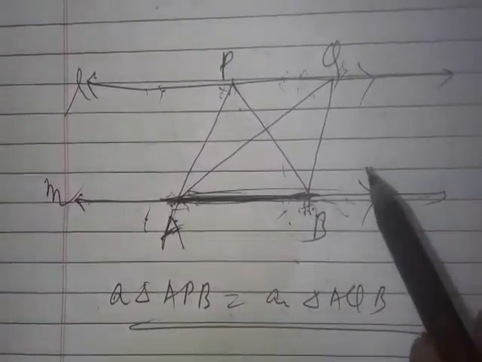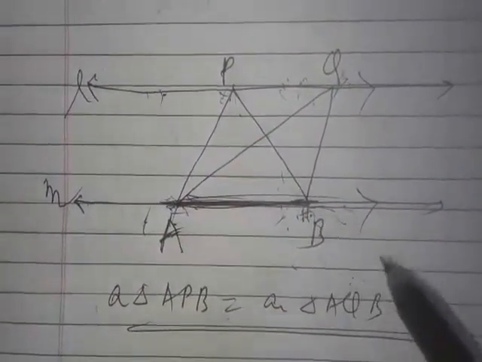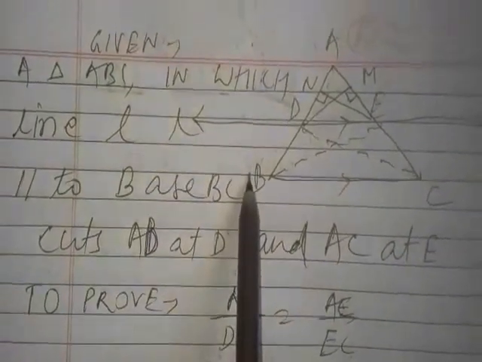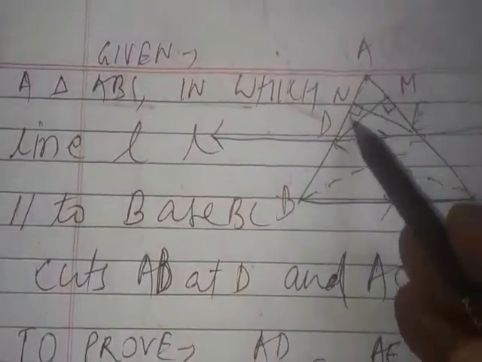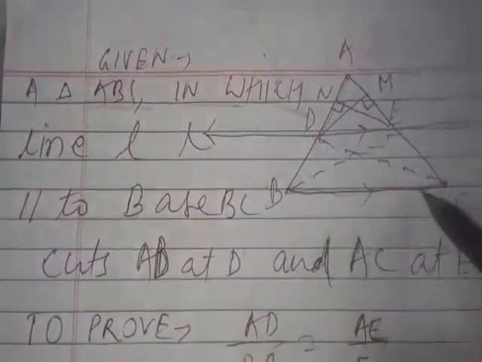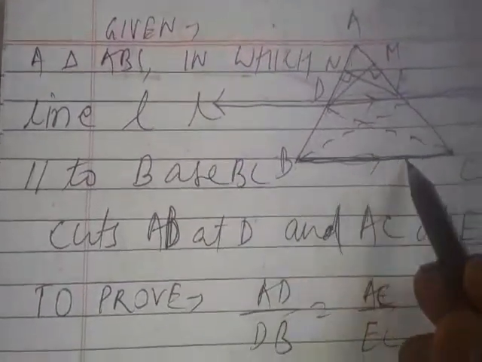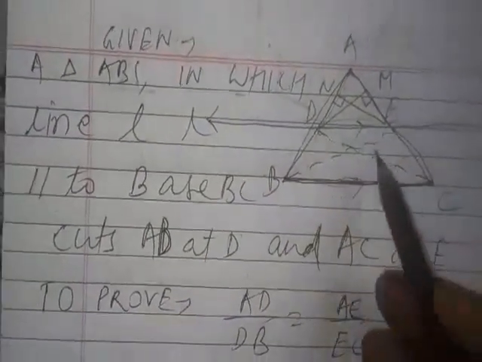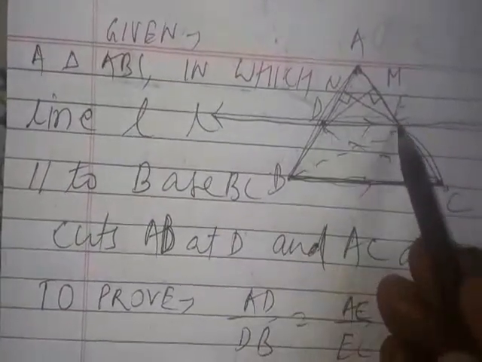Now we will use these two things to prove the basic proportionality theorem. Now come to the proof. What was given to us? We are having a triangle ABC in which a line L is drawn parallel to one of the sides, BC. Now which sides are left? The sides left are AB and AC, and these are being cut at points D and E respectively.